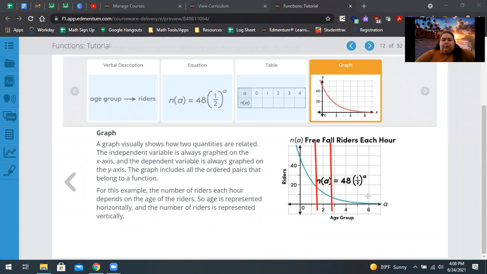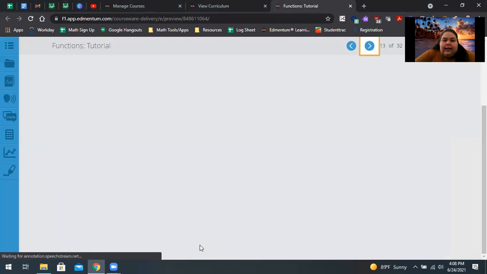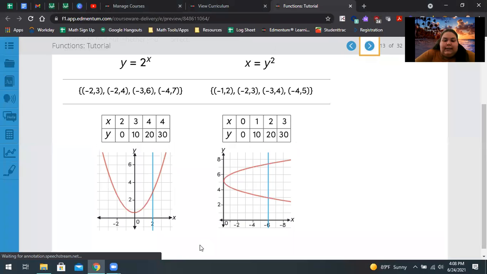Now be careful, because when the line curves and you draw that vertical line, for some reason sometimes it looks like it's hitting more than once. But remember, it's a curve. So no matter what, it's only going to touch just once here. Let's go ahead and move on to slide 13 and take a look at each of these to see whether we have a function or not.